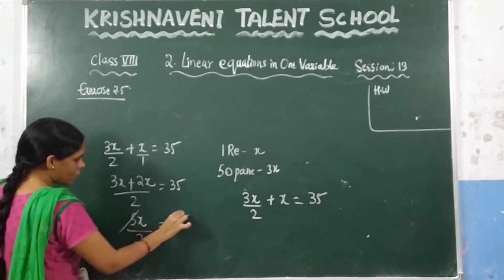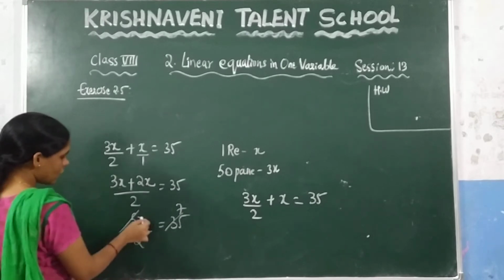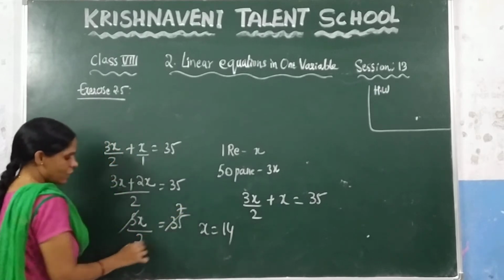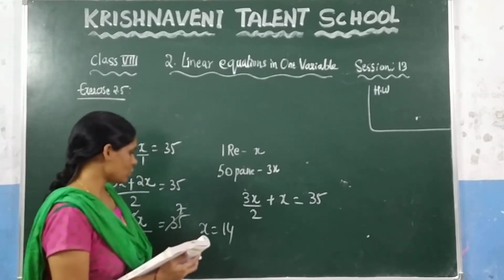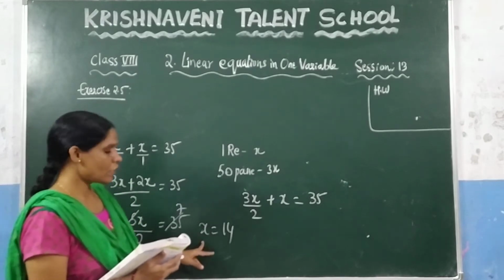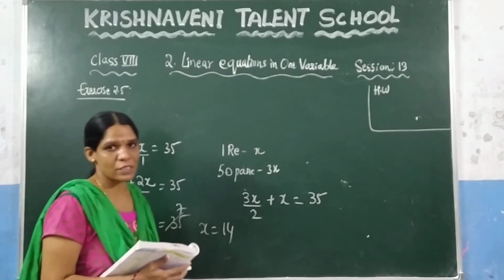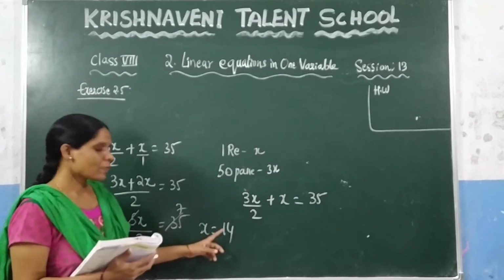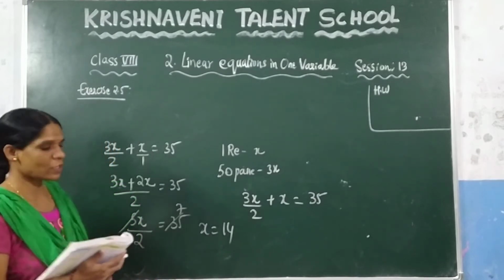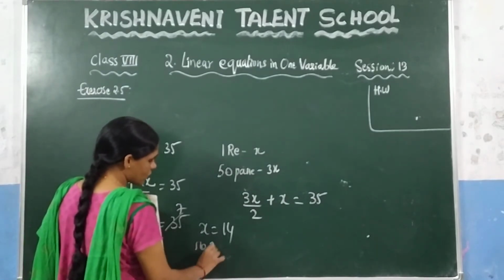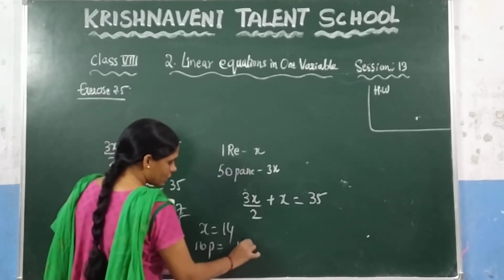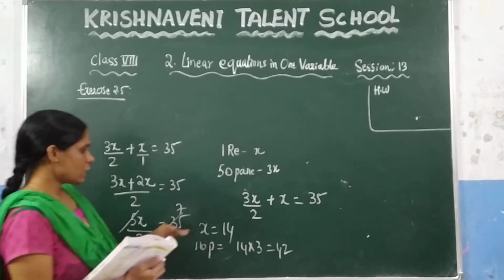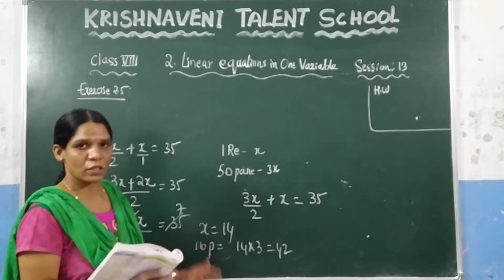And you know that the 5 and the 35 will get reduced. If you take the division to the right hand side, it becomes multiplication. So you will get 7 into 2, which gives you 14. This is the number of 1 rupee coins. Now you need to find the 50 paise coins also. They have given in the question that if you multiply by 3, you will get the 50 paise coins. So the 50 paise coins are 14 into 3, which gives you 42. So we have calculated the number of 50 paise coins and the number of 1 rupee coins.